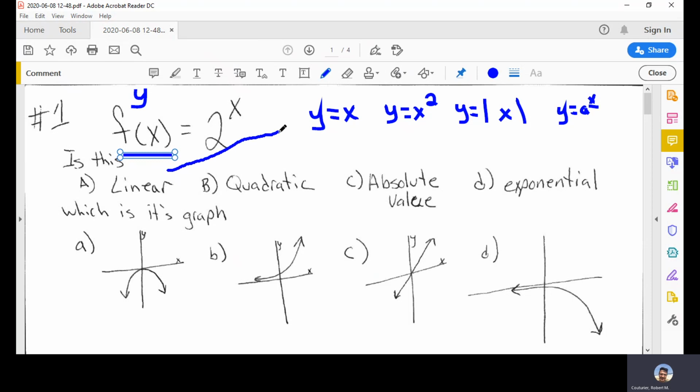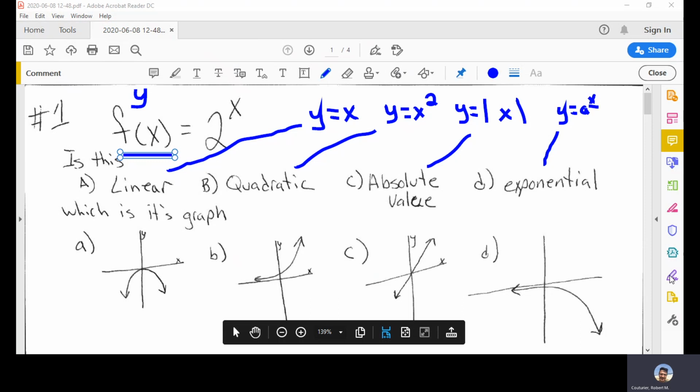I drew the parent functions of each one of the options that they gave us here. All right? So you have to be very, very careful when you're doing this, guys. You got to know your functions. It's one of those things you just have to know. All right? So this is, yes, an exponential function.